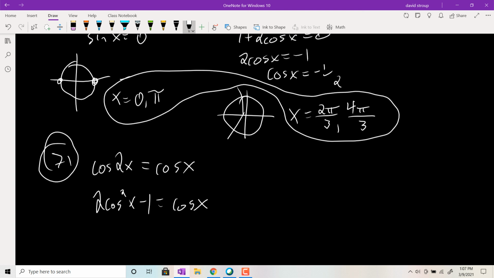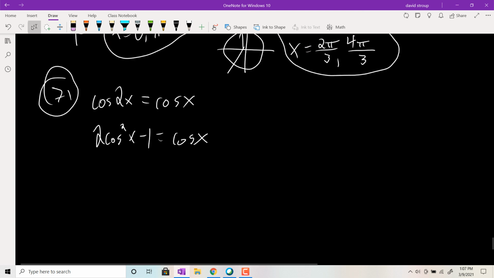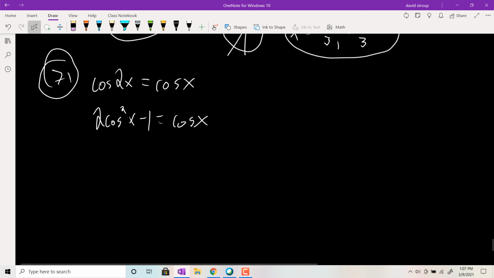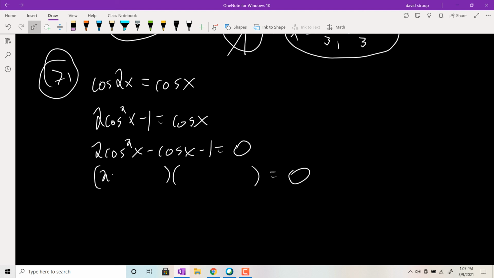And then everything's in the same angle. We have all the same trig functions, and it's quadratic. So I can set it equal to 0. Then factor it. So I got 2 cosine x, and then cosine x, and then what do we have? I need -1 here, and then +1 here. And then you've got your 2 mini equations.